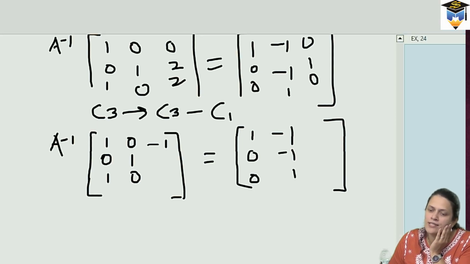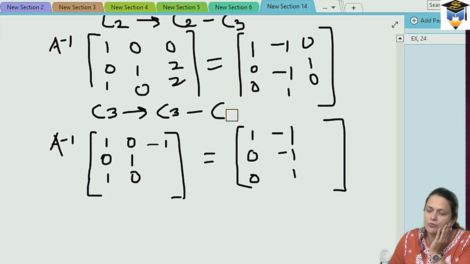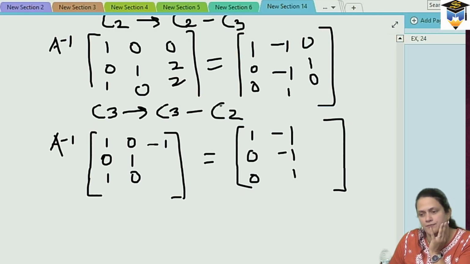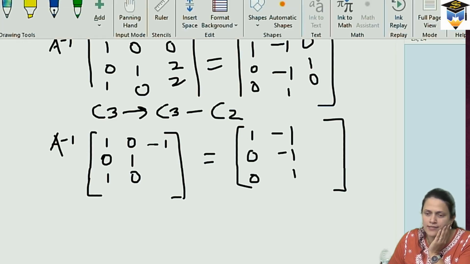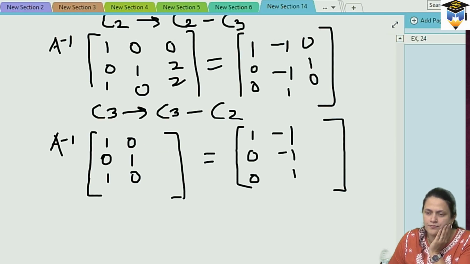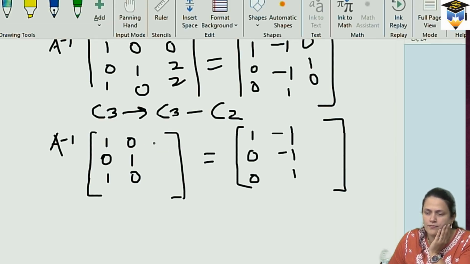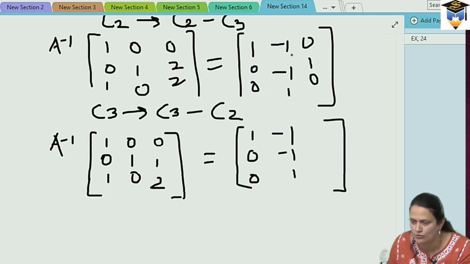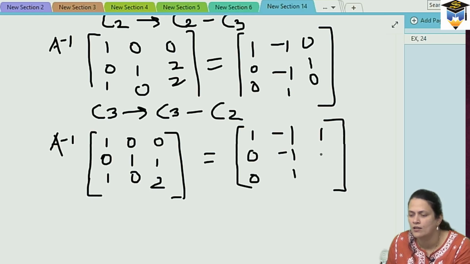Okay, what we can do is instead of doing here C1, we can change C2. Here C3 minus C2 will become easier. Yes. So C3 minus C2, here 0 will remain as it is. Then 2 minus 1 is 1. 2 minus 0 is 2. Similarly here C3 minus C2. So C3 minus C2 is plus 1. 1 plus 1 is 2.